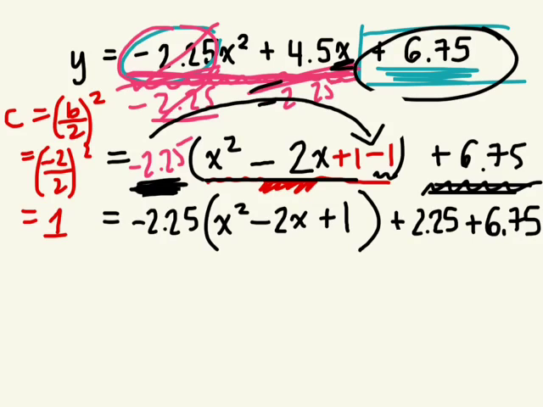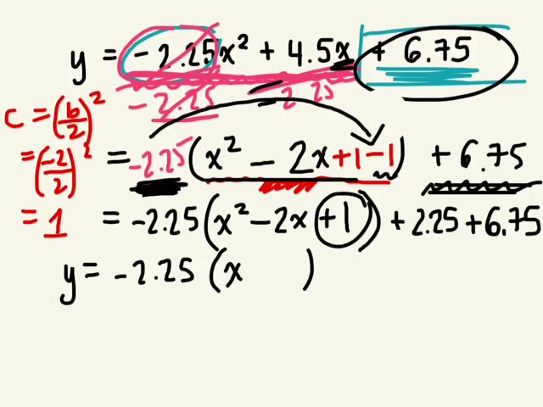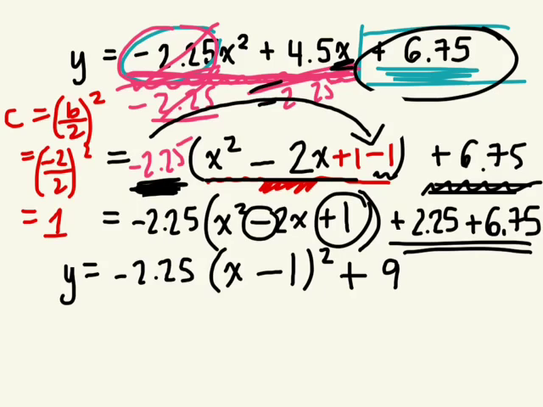We're almost there. Now we just need to simplify. So I have my a. Can you factor this perfect square? Square root of x squared is x, square root of 1 is 1, and it's squared. Can you simplify this part? What is 6.75 plus 2.25? 9. Is this vertex form?